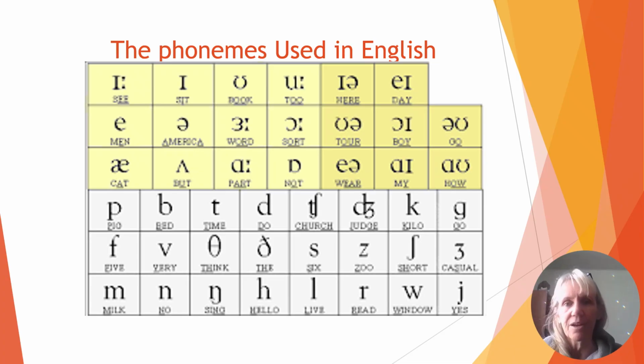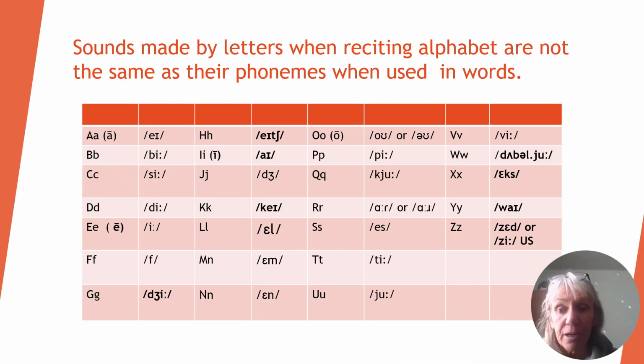So let's move on. It's very important to know that the sounds made by letters when we are reciting the alphabet, that means when we're saying A, B, C, D, E, F, G, are not the same as their phonemes when represented or used in words, okay? They're not matching. We change the sound of the letter when we recite it in the alphabet. We make it longer and add extra phonemes to it.